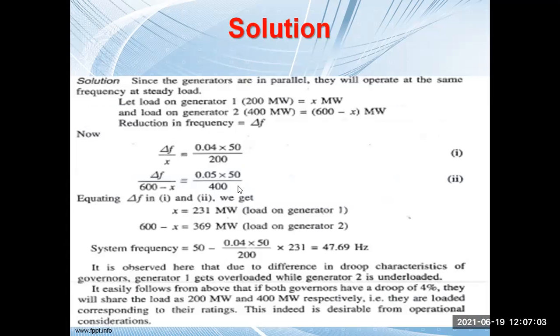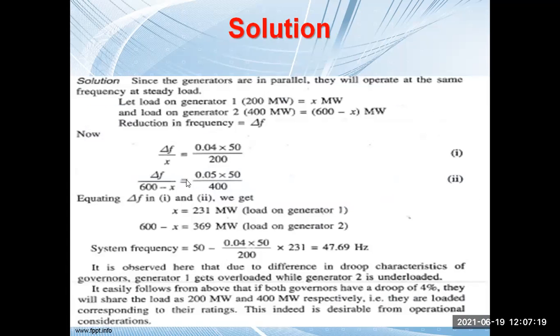That is 0.04 into your rated frequency. That is your delta F. And X is your sharing of the generator. Which generator? It is with respect to that 200 megawatt. So that means 0.04 into 50 by 200.